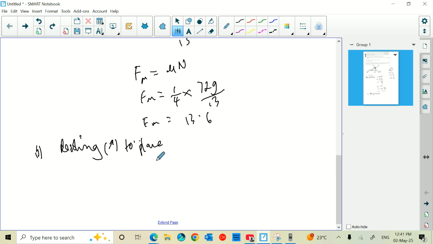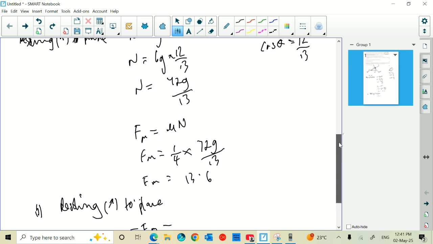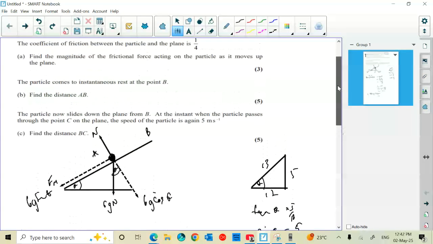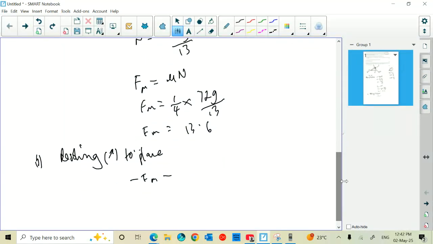So let's start again. Let's do it here. Minus Fm minus 6g. Now again, I'm going away from that, so it's 6g sine theta. So minus 6g sine theta, because I'm moving away from the angle, minus 6g sine theta is equal to 6a. Mass times acceleration is equal to 6a.